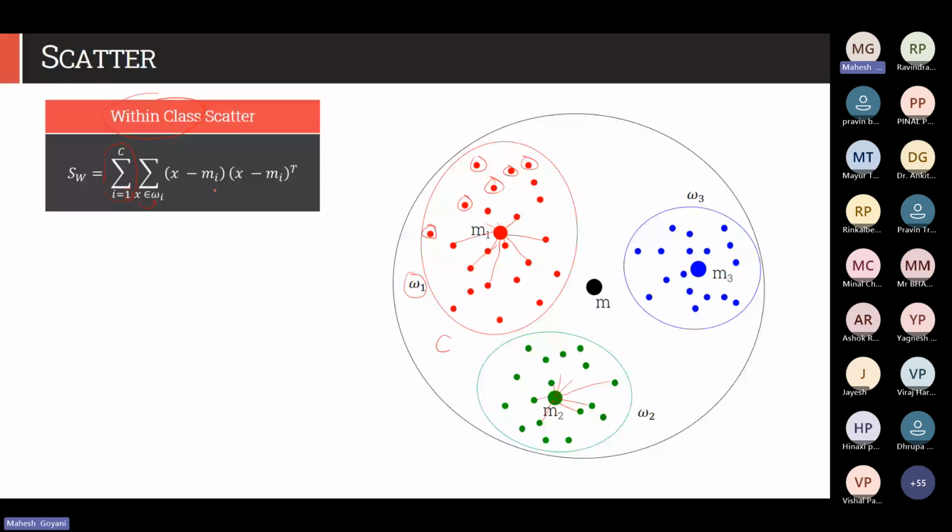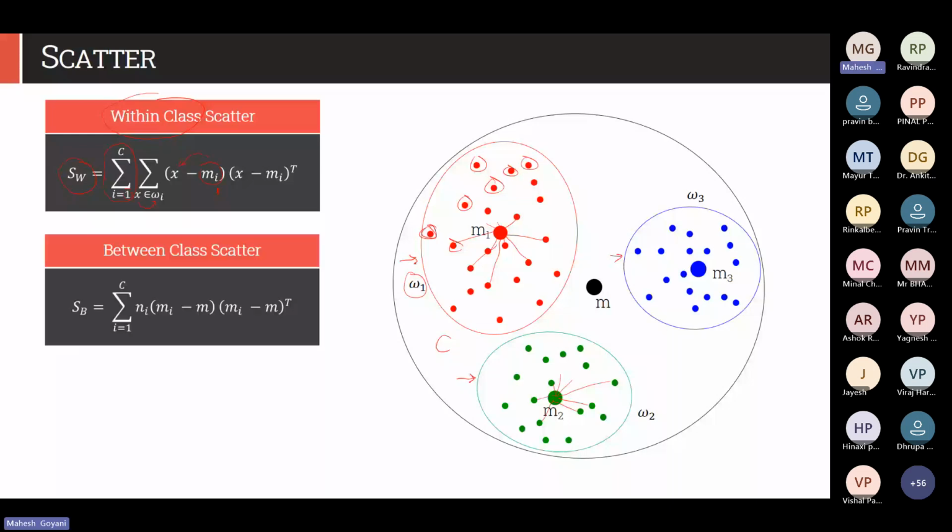So what I'm doing is I'm picking up all the data points, subtracting the mean from that, and then taking the square. So ultimately I'm finding the variance, and that I'm summing up. So that will give me the within class scatter. Scatter in this class plus scatter in this class plus scatter in this class. So that is within class scatter.